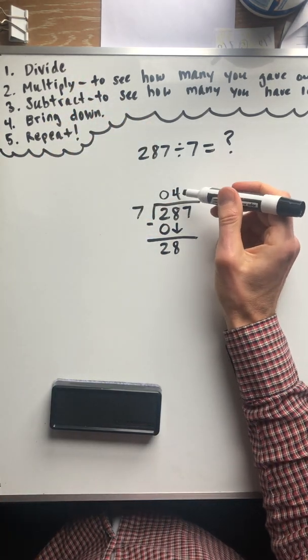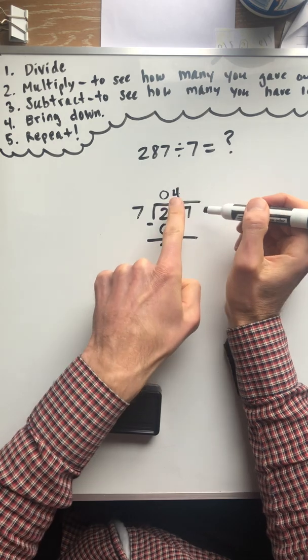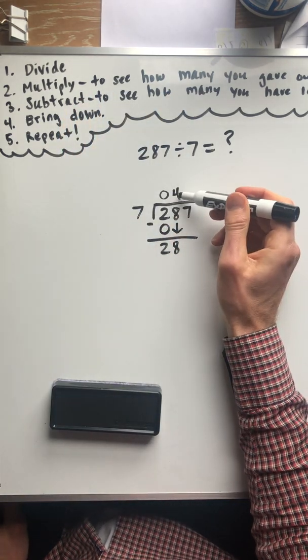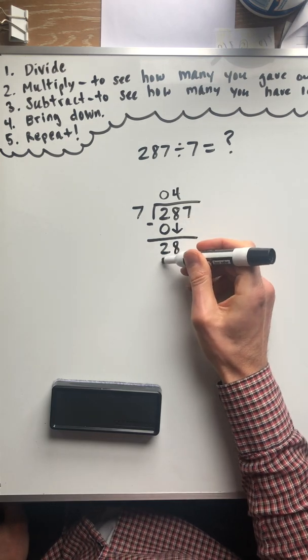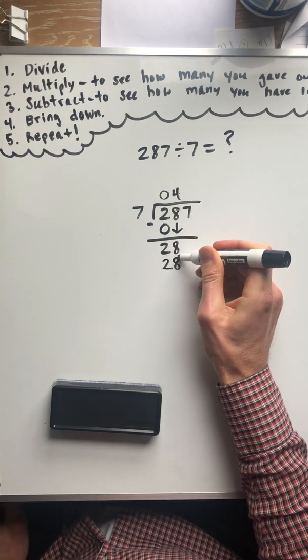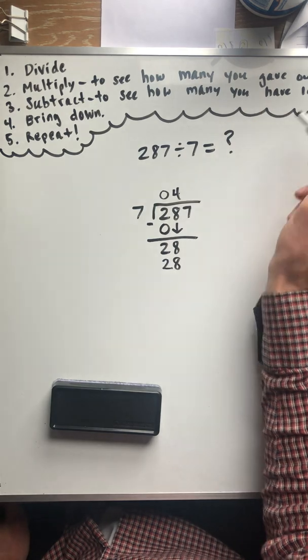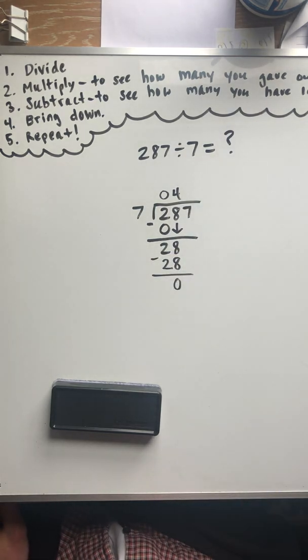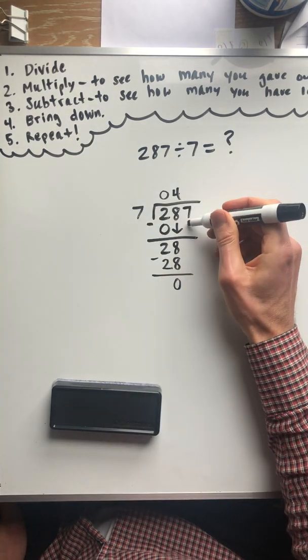That's $40. So now I multiply. After I write down the number up top, I multiply to see how many I just gave out. What's 4 times 7? We just looked it up. It's 28. You write it down below it because you need to find out how many you have left. So you subtract. I've got 0 left. I gave them all out. Bring down.